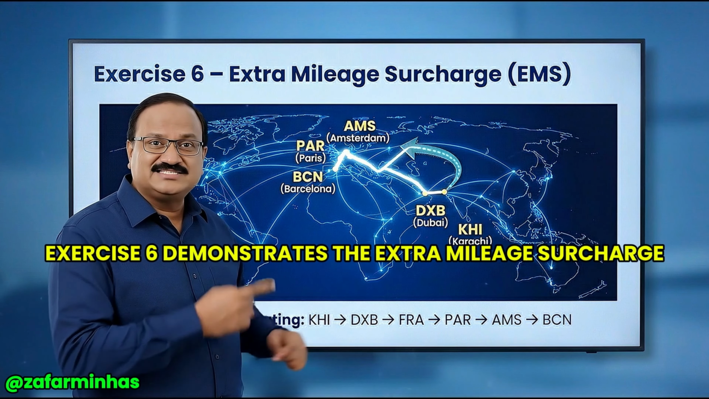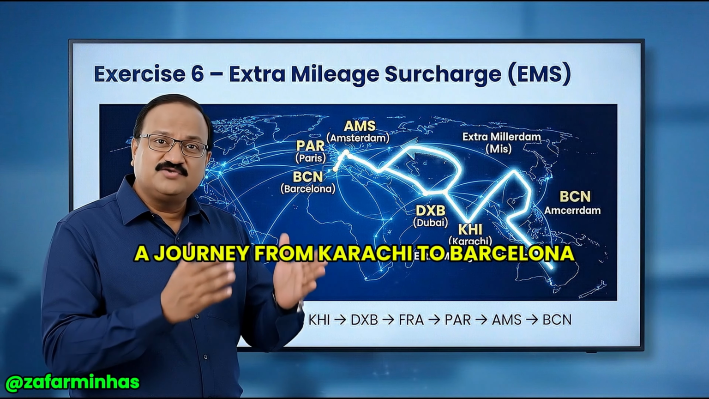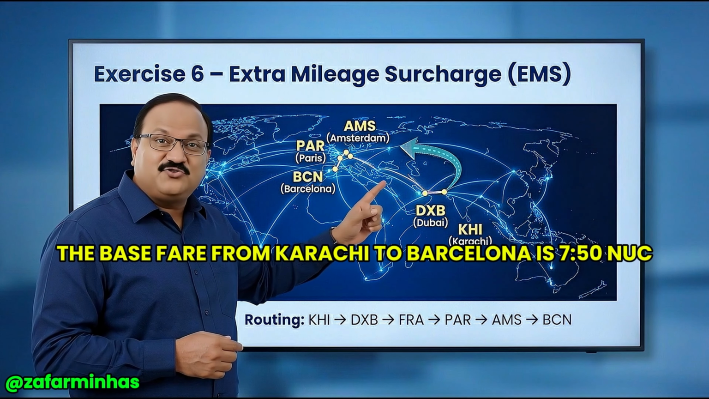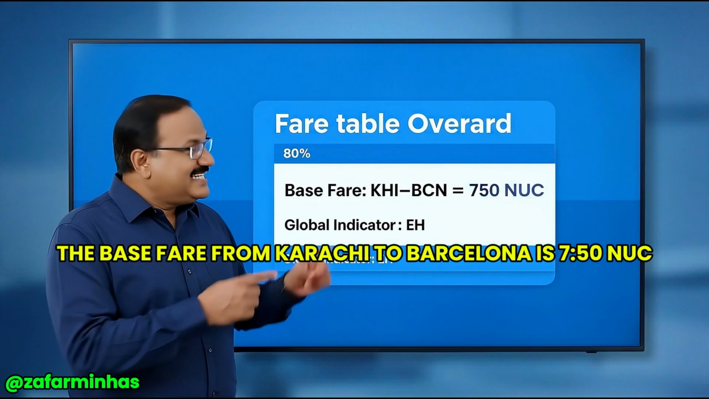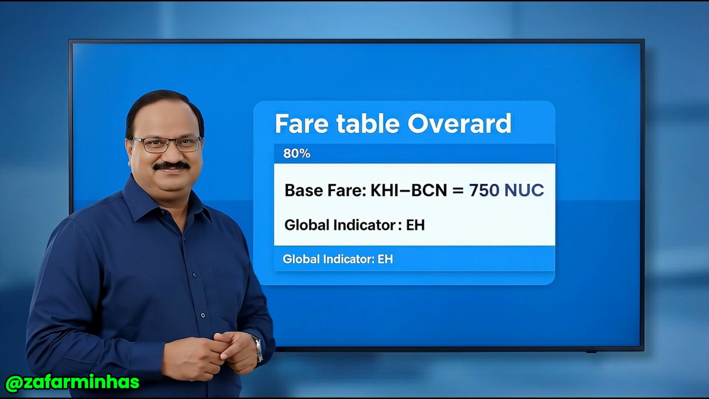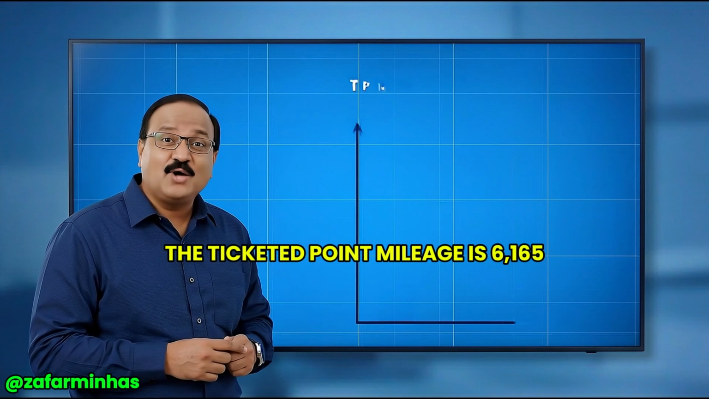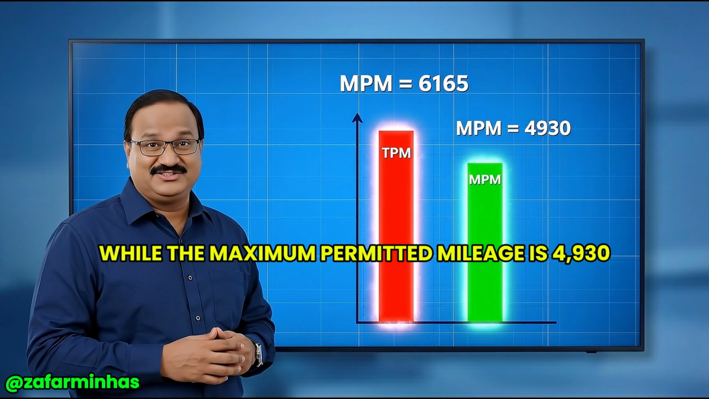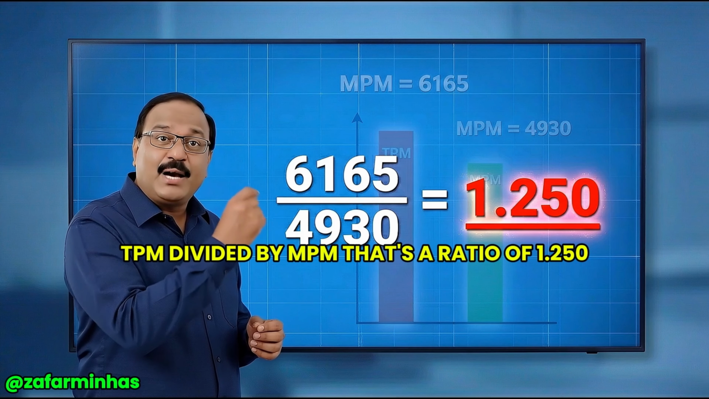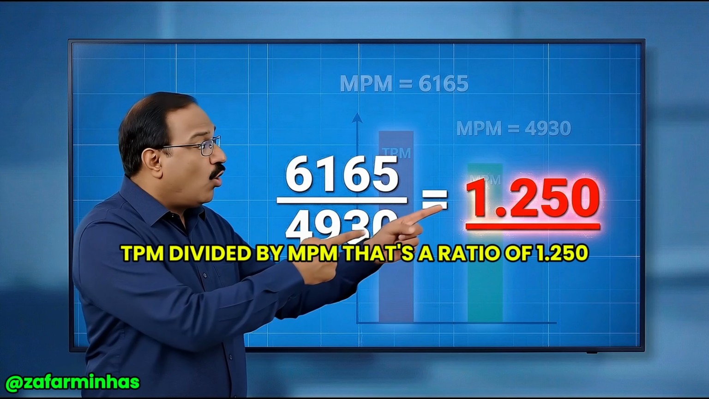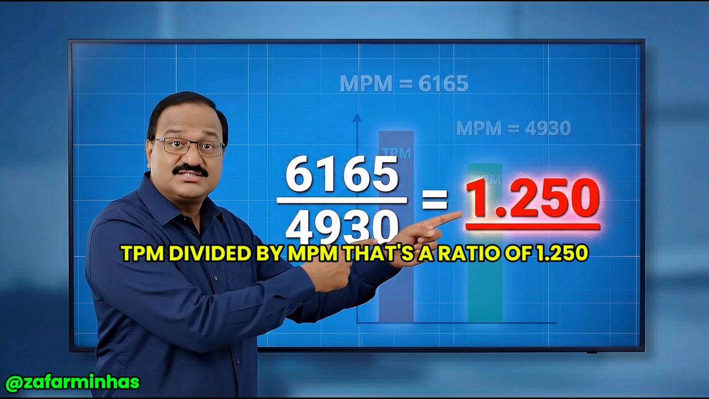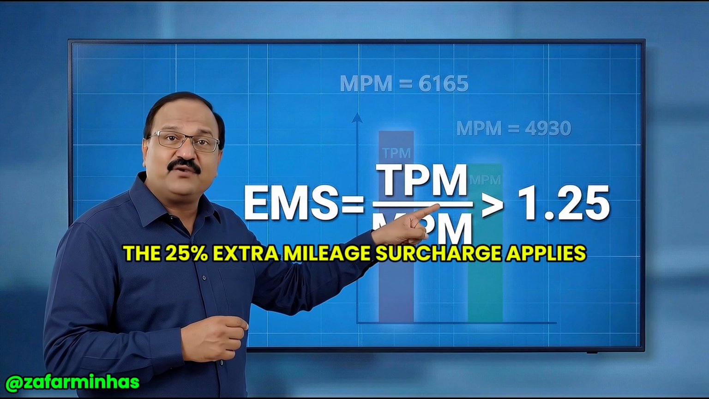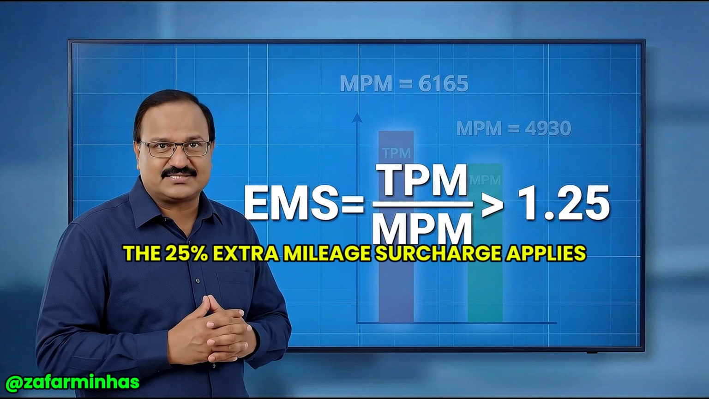Exercise 6 demonstrates the extra mileage surcharge, a journey from Karachi to Barcelona with multiple detours. The base fare from Karachi to Barcelona is 750 NUC. The ticketed point mileage is 6,165, while the maximum permitted mileage is 4,930. TPM divided by MPM, that's a ratio of 1.250. Since the ratio is greater than 1.25, the 25% extra mileage surcharge applies.